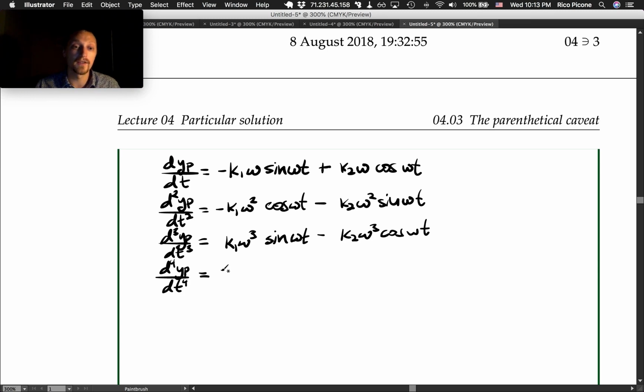Derivative of sine is cosine, so we have k1 omega to the fourth power cosine omega t. The negative becomes positive, and we've got k2 omega to the fourth sine omega t. Last one.